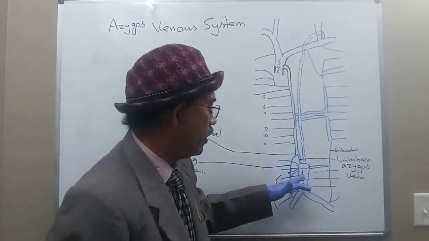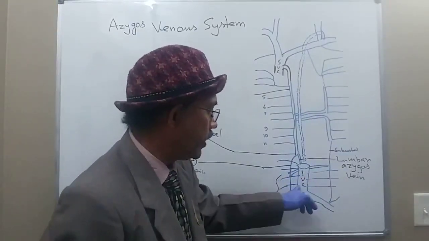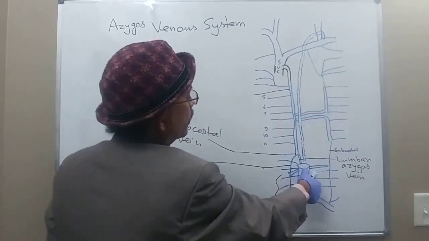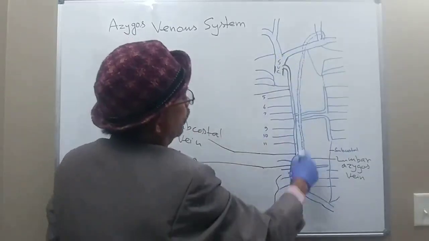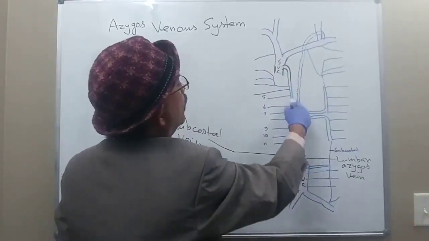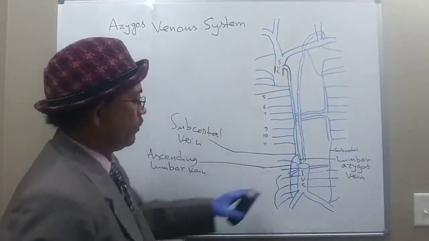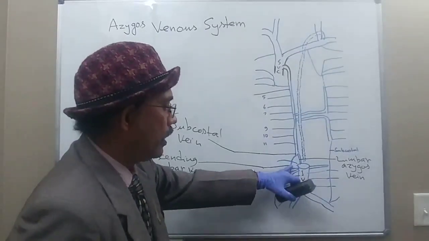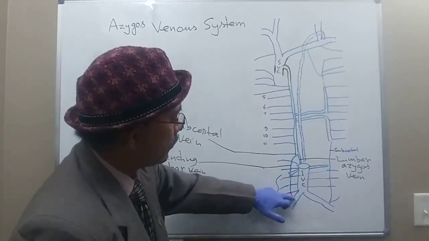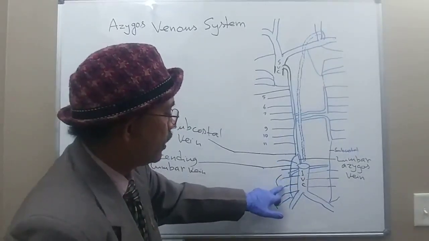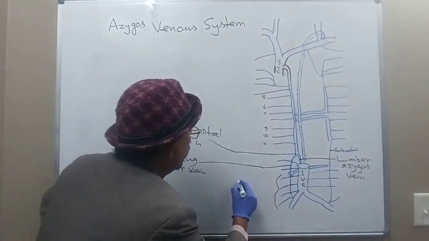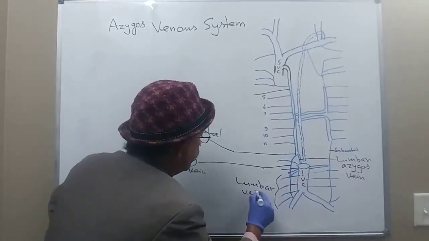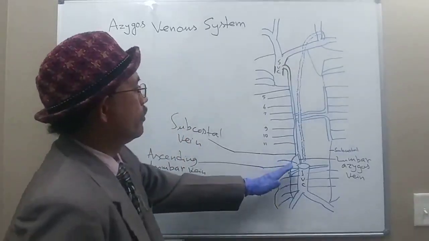Lumbar veins are coming. They open into the inferior vena cava and also open into the common iliac vein. This is the inferior vena cava, superior vena cava, our connection through the azygos vein. Okay, we have the lumbar veins. Lumbar veins are connected by the ascending lumbar vein. These are the lumbar veins. Okay, so we got formation.